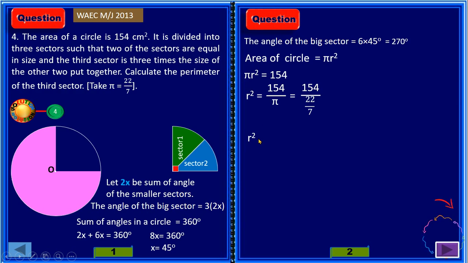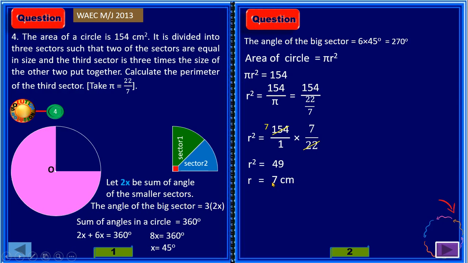So r squared then will give us 154 over 1. Then we change this division to multiplication and invert the fraction. That will give us 7/22. 22 will divide 154 to give us 7. Therefore, r squared will be equal to 7 times 7, which gives us 49. Taking the square root of both sides, r will be equal to 7 centimeters.